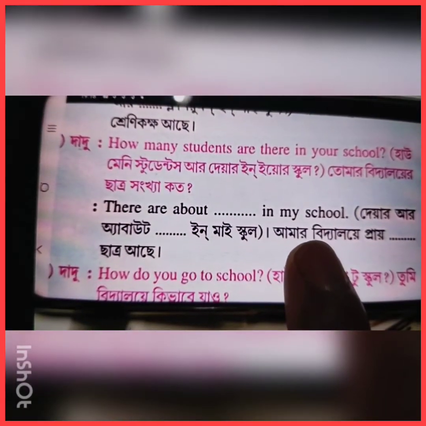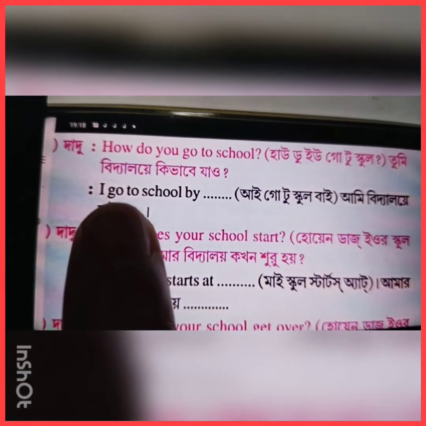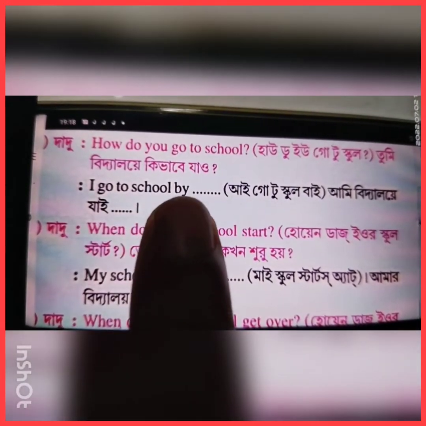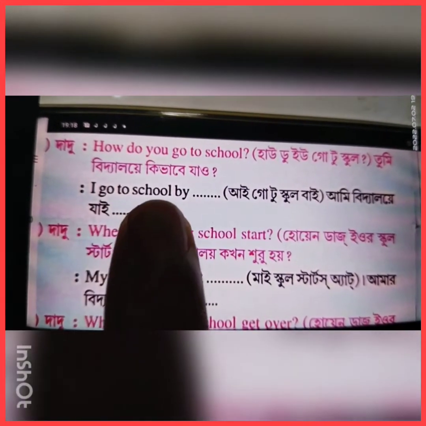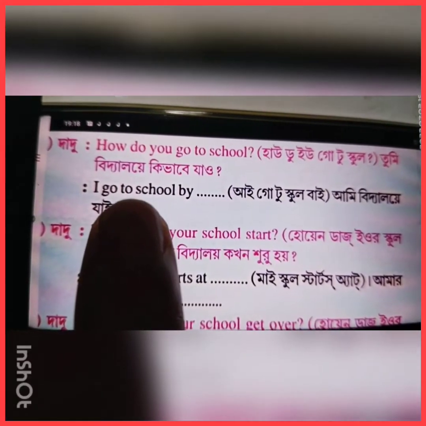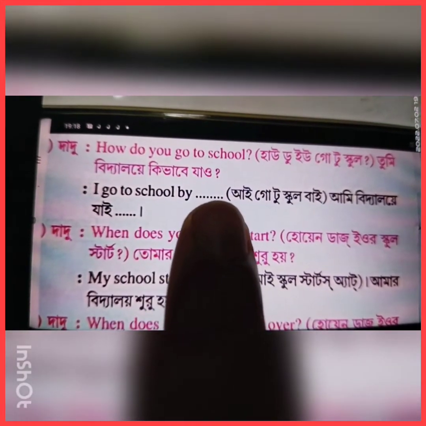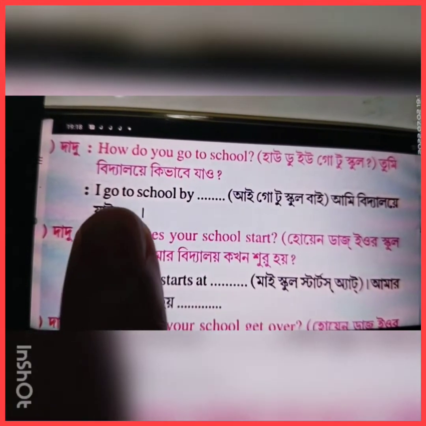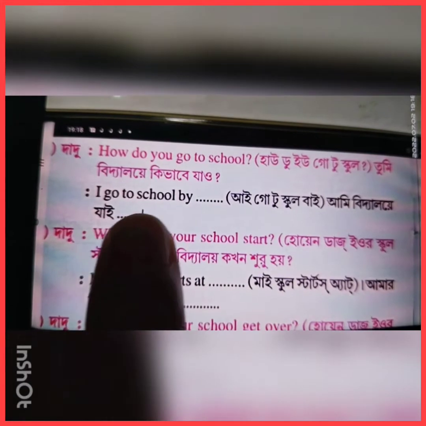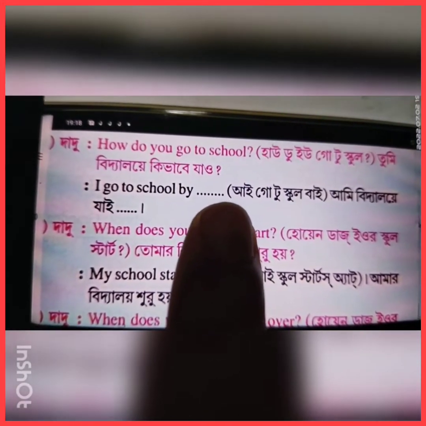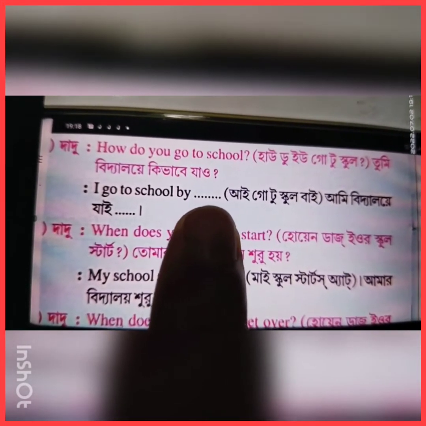Next, how do you go to school? So you have to answer that I go to school by. If you go by bus, so you can say I go to school by bus. If you go by cycle with your papa, so you can say I go to school by cycle. I go to school by car. I go to school by Toto. Okay? So whichever way you come to school, that is what you have to say here.